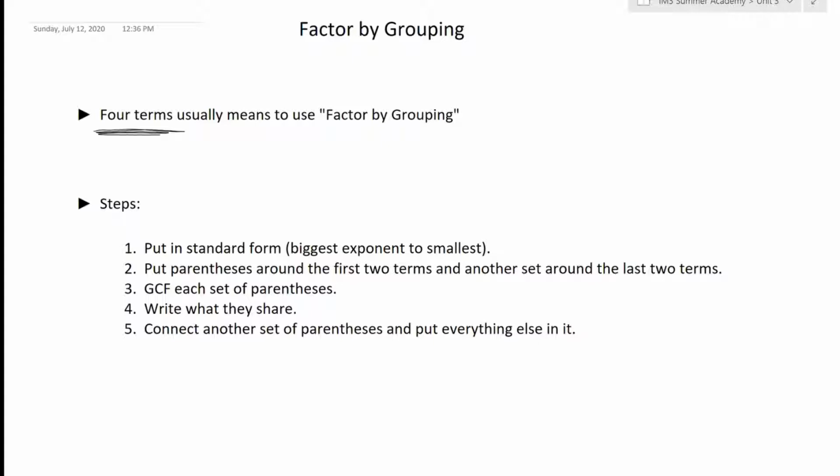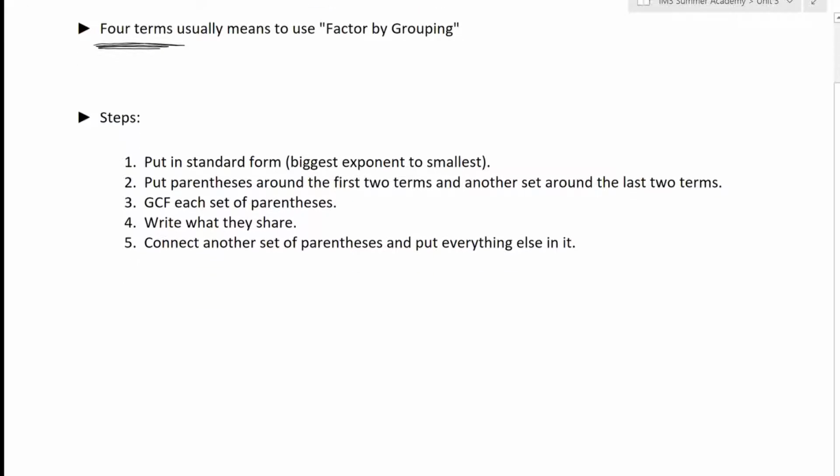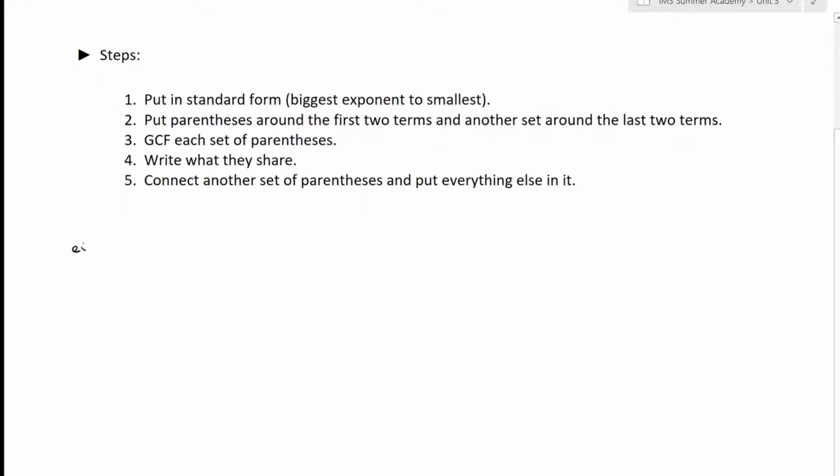We want to make sure our function is in standard form with the exponents going from biggest to smallest. We're going to put parentheses and group these terms, the first 2 terms, the second 2 terms, a little bit of GCF, and then we'll go from there. So let's take a look at our first example and apply the steps that we're going to use today.